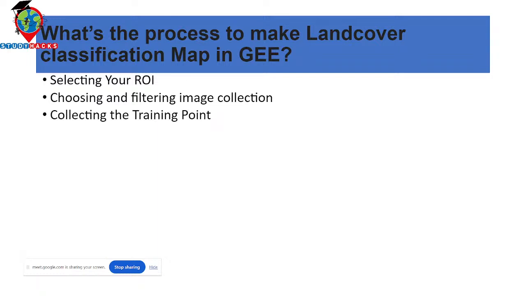Third step, we need to collect the training points because it's a supervised classification. In supervised classification, we take training samples for each class. Suppose you want to make the land use land cover classification for crop, build up, water body, barren land, or wetland. All of these training samples you collect from your satellite imagery. How can we easily collect the training samples? I also discussed this briefly earlier, and then we merge all of the training samples, all of the training points.